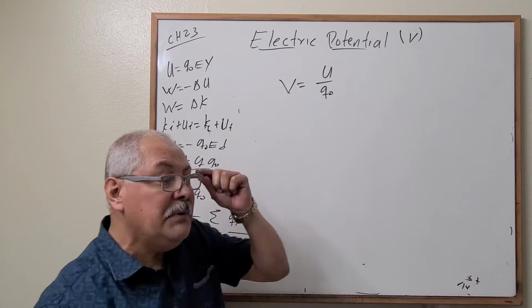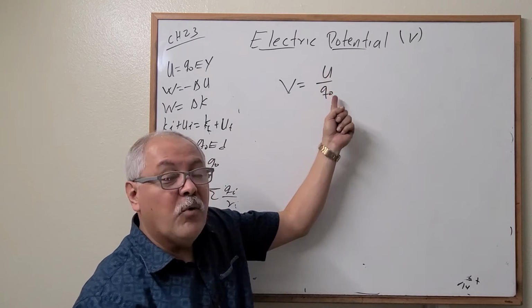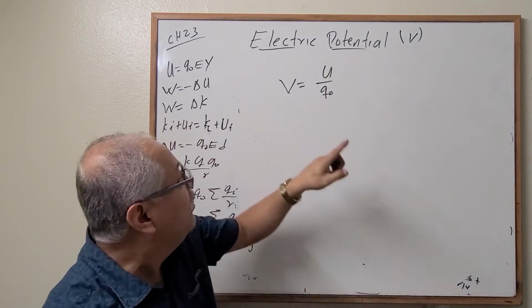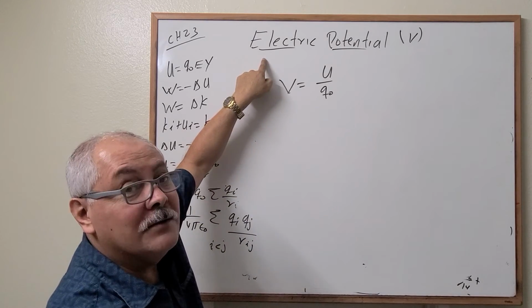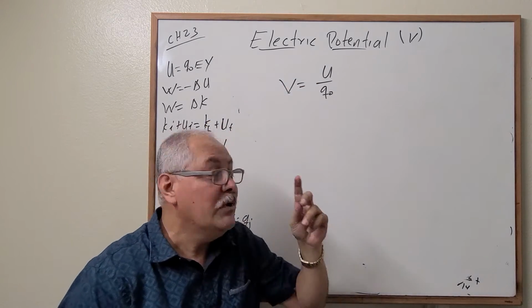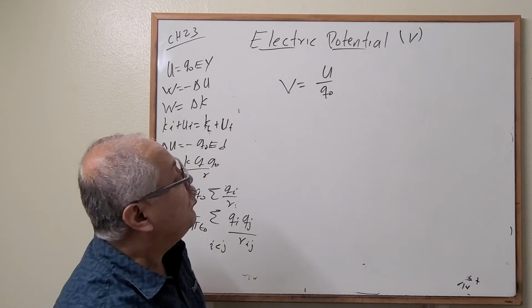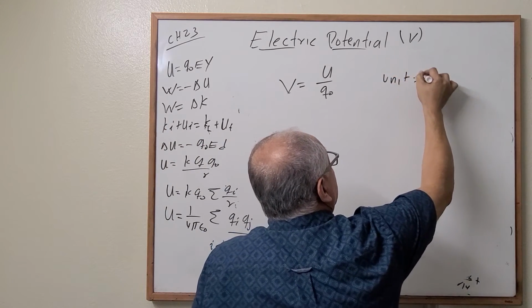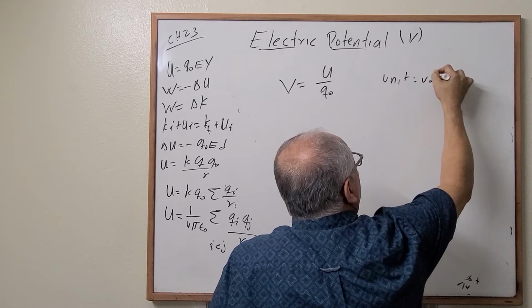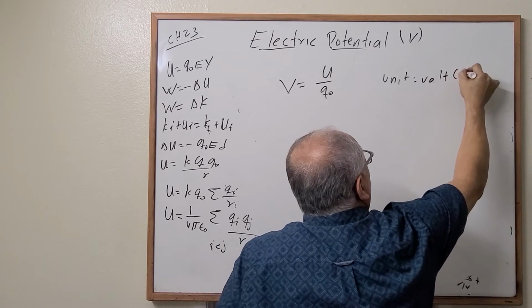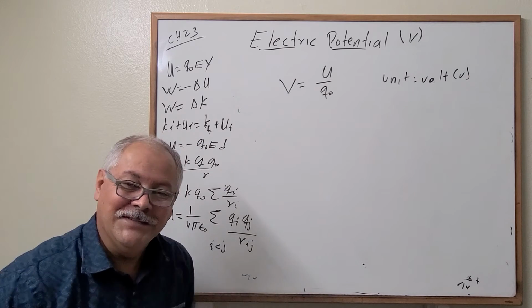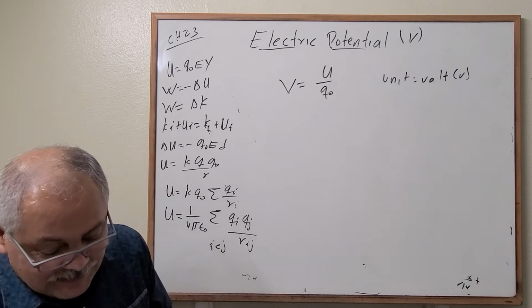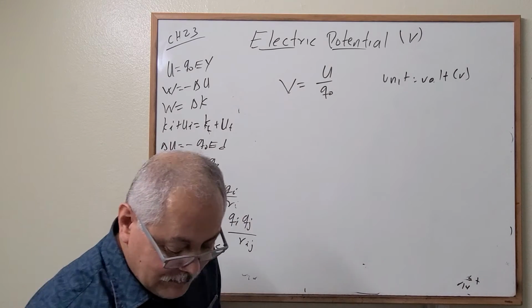Correct? Remember, every time you have a quantity divided by another quantity, we create a new quantity. In this case, we call this electric potential. And also it has a new unit. What should be the unit? The unit is called volt. Right? The unit is volt. V, or voltage. Okay? Perfect.